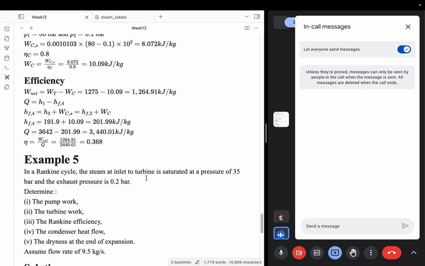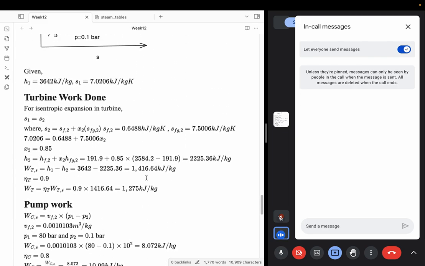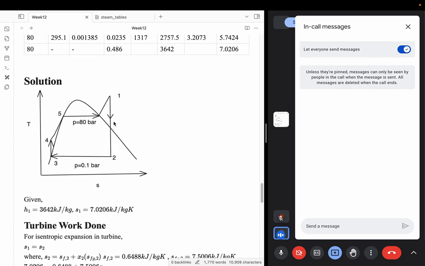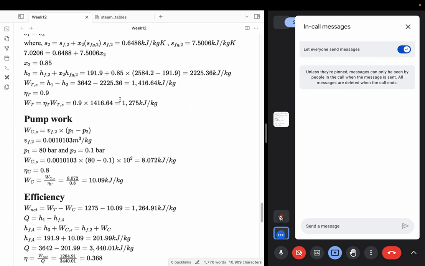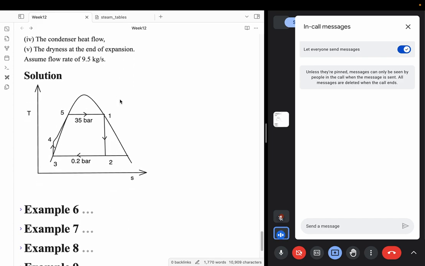Okay, if there are no questions, we move on to the next problem. So the next one is also a very standard problem. The only difference is that up until now we have been discussing problems where your state 1 is in the superheated state, but now we'll have a case where the turbine inlet is in saturated state. The process would still be the same, there won't be any difference there. So again, you will do the same process.